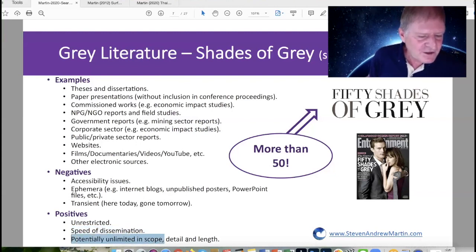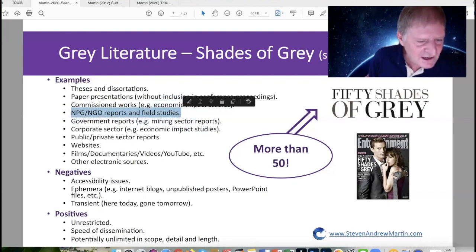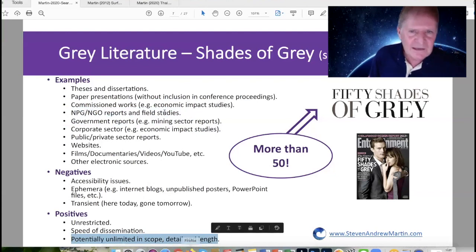And also potentially unlimited in scope and detail and length. A lot of the NGO stuff is like that. Your not-for-profit and non-governmental studies can be like this, unlimited in scope and length.